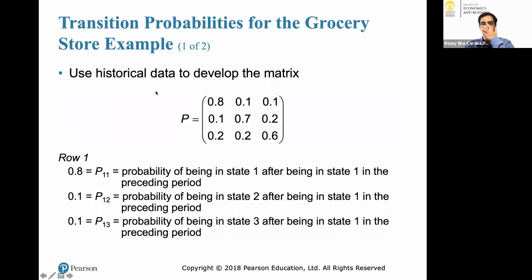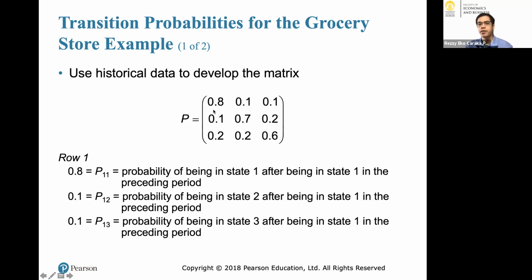In the current grocery store example, we can use the historical data to develop the transition matrix. For example, P11 is the probability of being in step 1 after being in step 1 in the preceding period. P12 means the probability of being in step 2 after being in step 1 in the preceding period. So we want to predict step 2 with the information from step 1. And also we have P13, the probability of being in step 3 after being in step 1 in the preceding period. If we sum them, the probability should be 1. So this is our example of transition probabilities using the grocery store example.